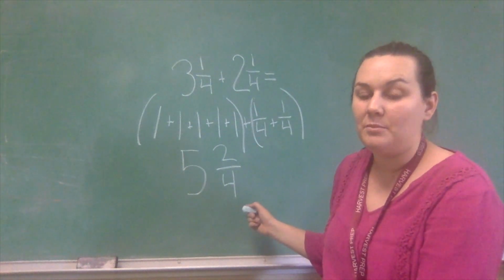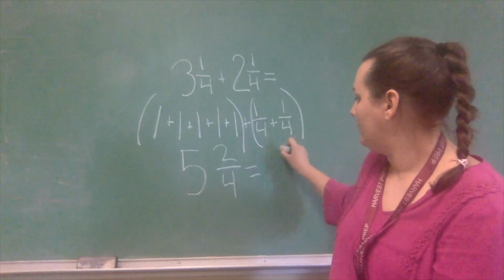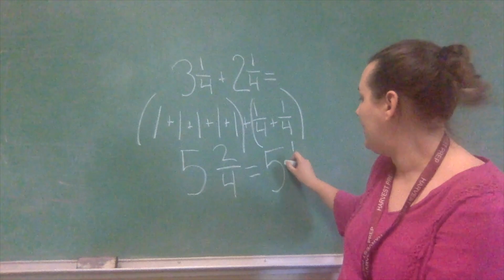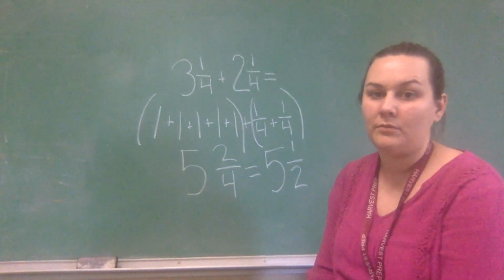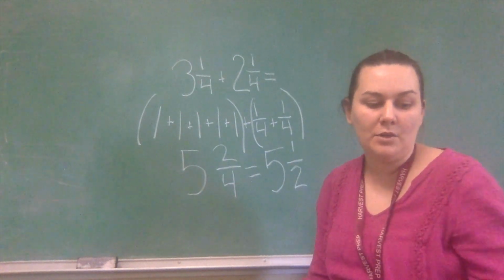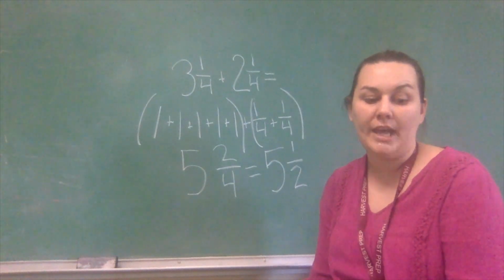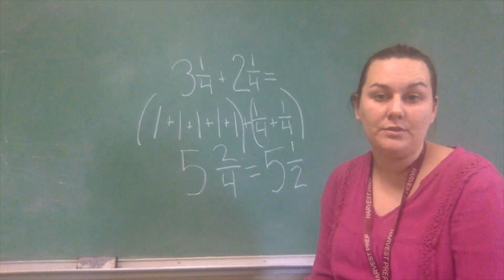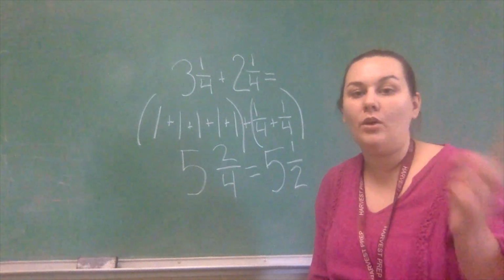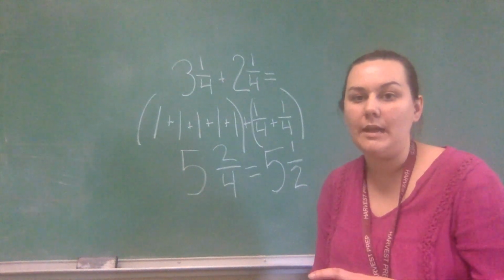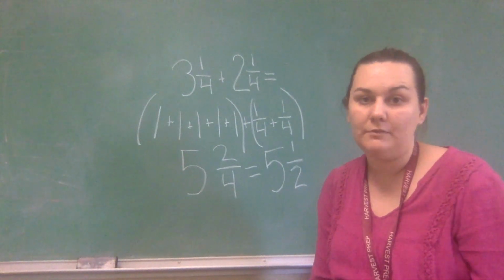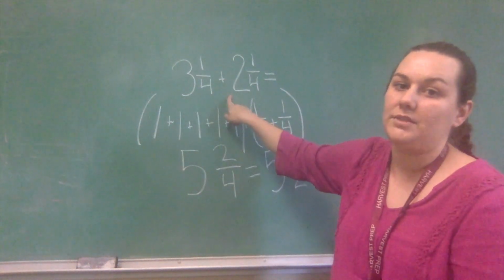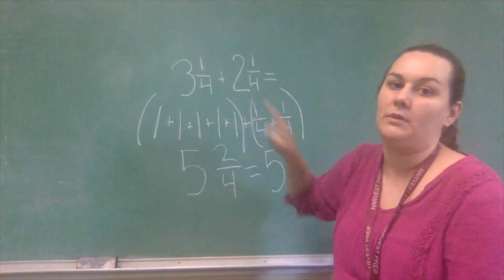I can put this into simplest form. My 5 stays the same. Simplest form for 2/4 is 1/2. Okay, they also give you a picture down at the bottom so you can check. They give you circles cut into fourths, and then you can add all of the pieces of the circle. How many whole pieces do you have? And then how many fractional pieces do you have left? Okay, this is a simple way to do it. You also could have just added 3 plus 2 and then 1/4 plus 1/4.